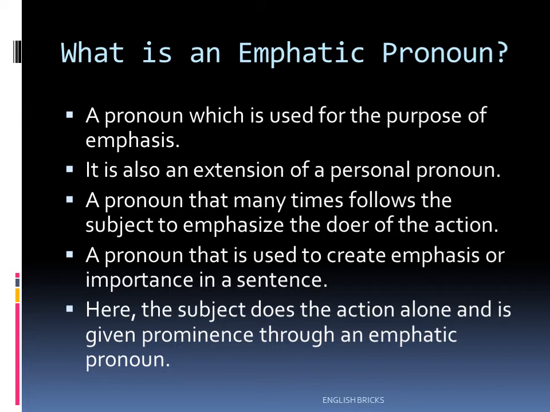This pronoun is used to create emphasis or importance in a sentence. It gives importance to the sentence. Here, the subject does the action alone and is given prominence through an emphatic pronoun. The subject does the action. The result of the action could be to anybody, but the subject is given importance. The subject is emphasized using an emphatic pronoun. Now, how does that happen? Let us look at a few examples.